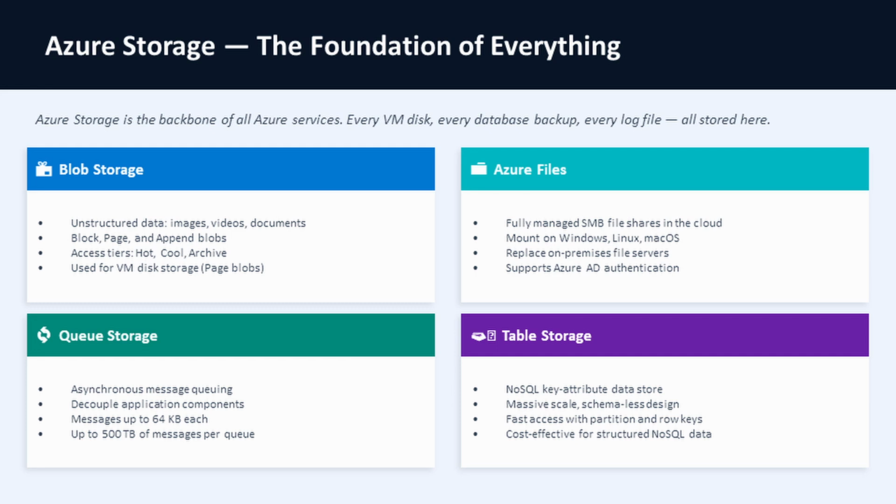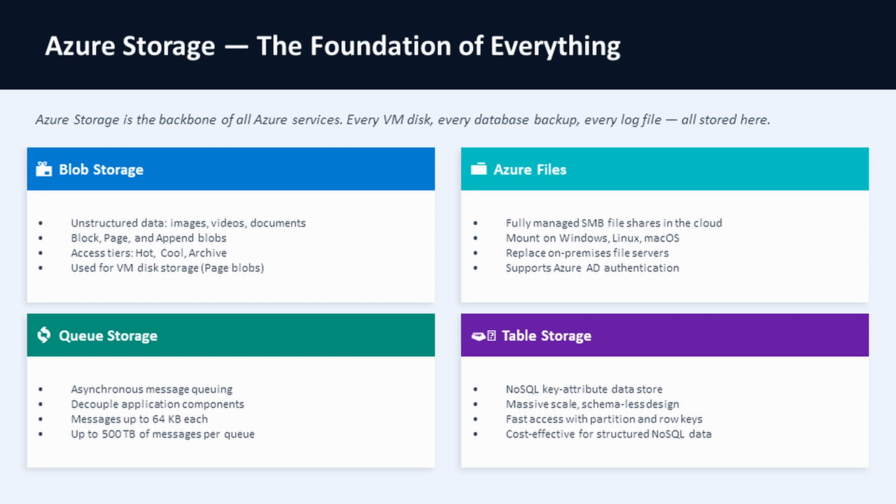The third type is Queue Storage. Azure Queue Storage is a messaging service that stores large numbers of short messages. Applications use queues to communicate asynchronously. One part of an application writes a message to the queue, and another part processes it when ready. This decouples different components of an application, making the overall system more resilient. Each message can be up to 64 kilobytes in size, and a single queue can hold up to 500 terabytes of messages.